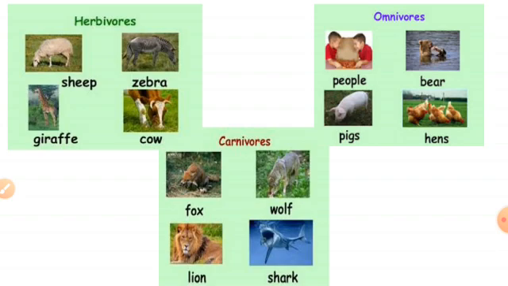Carnivores like wolf, lion, shark, and fox have to eat the flesh of other animals. So they have sharp and pointed canines to tear the flesh. They also have strong grinding teeth to chew the flesh and crushing teeth.